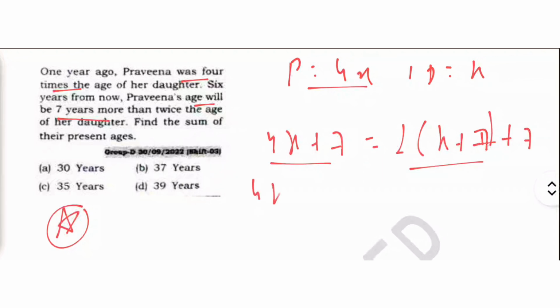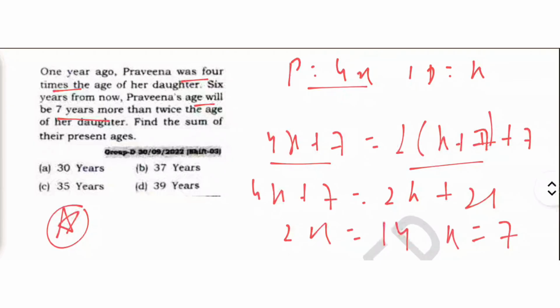So 4x plus 7 equals 2x plus 2 sevens are 14 plus 7, which is nothing but 21. Okay, so 4x minus 2x is 2x, and 21 minus 7 is nothing but 14. So x is nothing but 7. Find the sum of the present ages. What is the sum of the present ages, by the way?